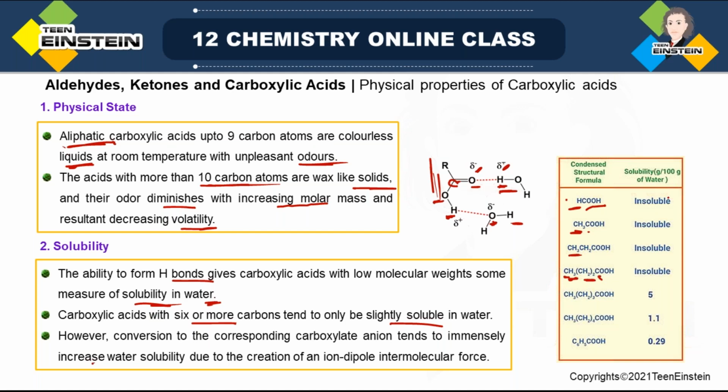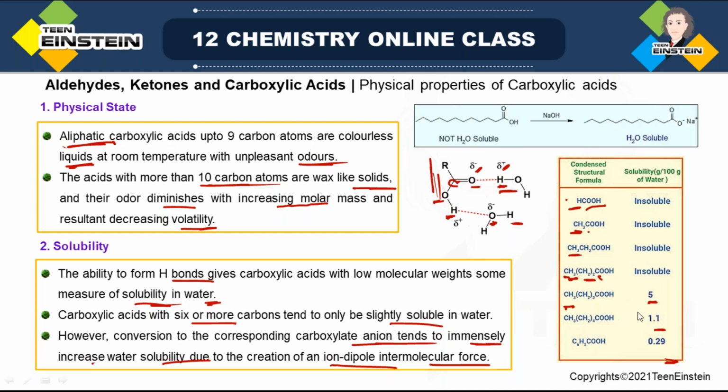So if now we see the solubility in water, solubility gram per 1000 gram of water, you can see gradually when there is increase in number of carbon, there is also solubility is increasing. Fine. Now conversion to the corresponding carboxylate anion tends to immensely increase water solubility because of creation of an ion dipole intermolecular force.